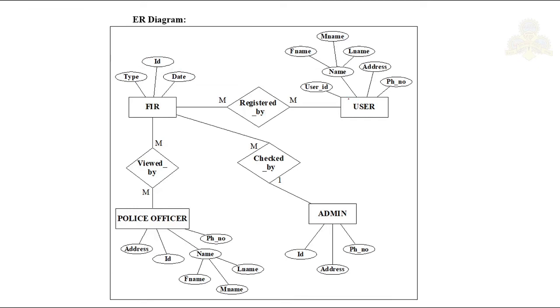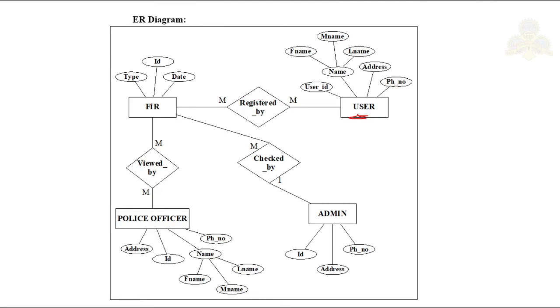Say for example, if we consider this entity user, what are the attributes of the user? A user can have a name. Name can again be divided into first name, middle name, and last name. A user can have a user ID, phone number, address, email ID, like that. Then an FIR can have attributes such as FIR ID, the date when the FIR was lodged, and the type of the FIR. Many FIRs could be registered by many users, so this registered by is a relationship here.